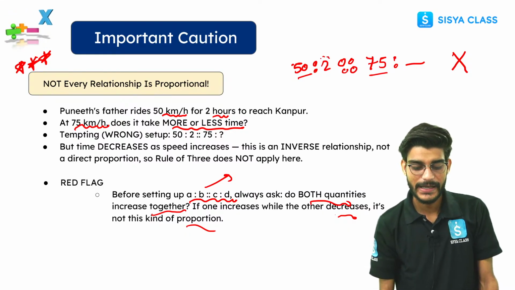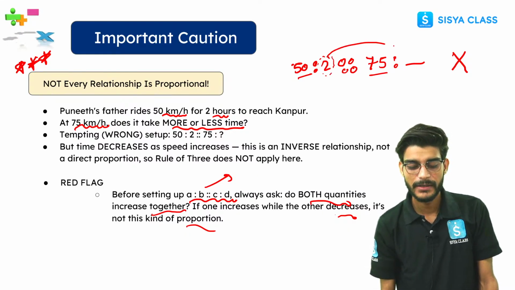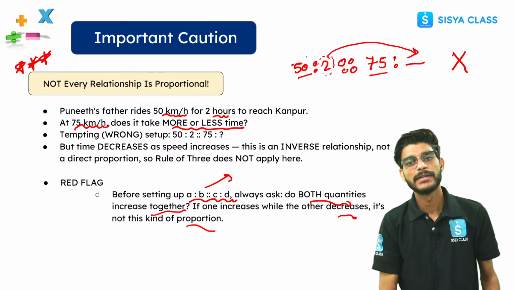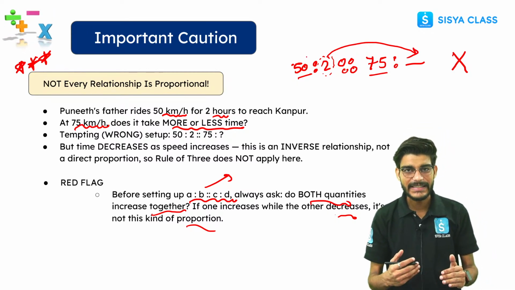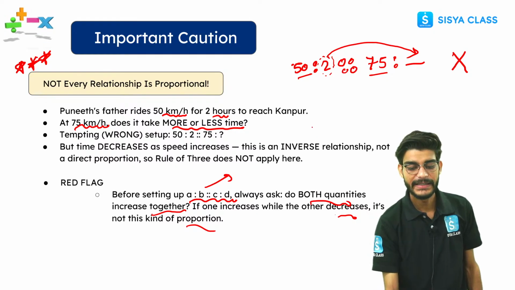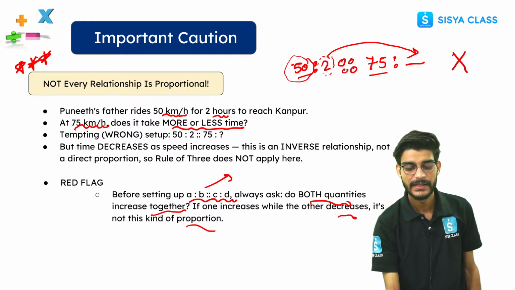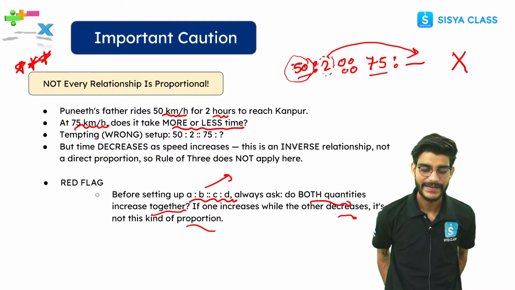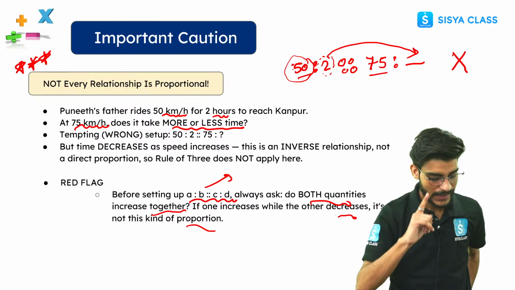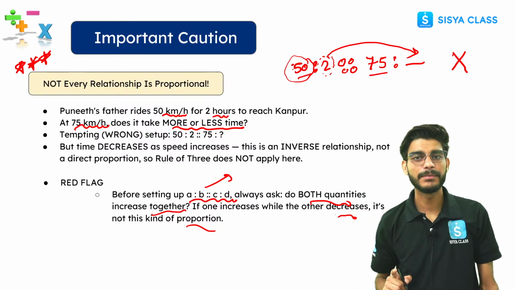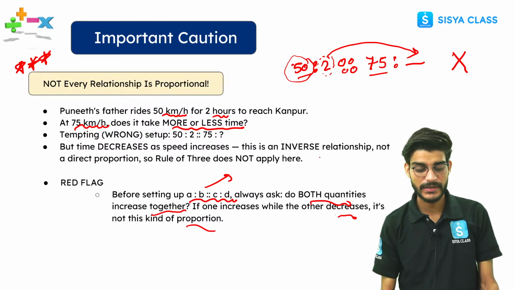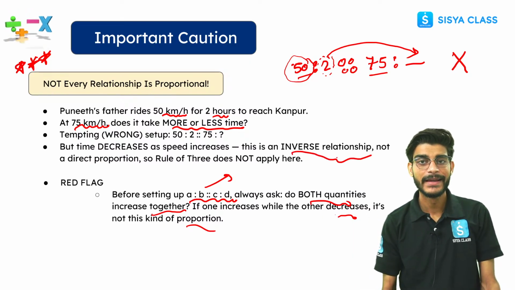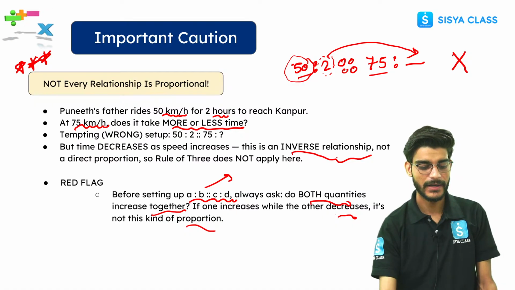Because here we had 2 hours, it will be less than 2 hours here. So the time is decreasing, speed is increasing. It is not a constant rate, right? So that's the point you have to keep in mind. It should be directly proportional, not inversely proportional. This is an inverse relationship, right? It should be direct proportion. Okay, so this is clear to you.